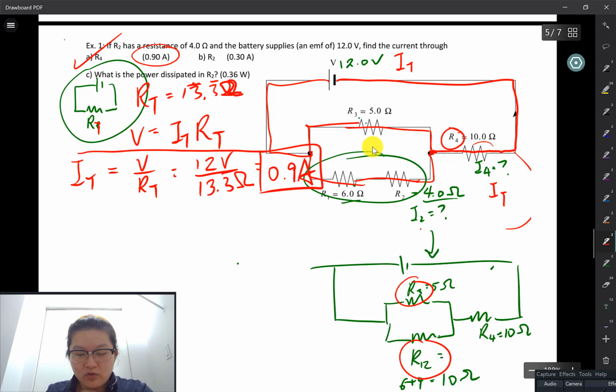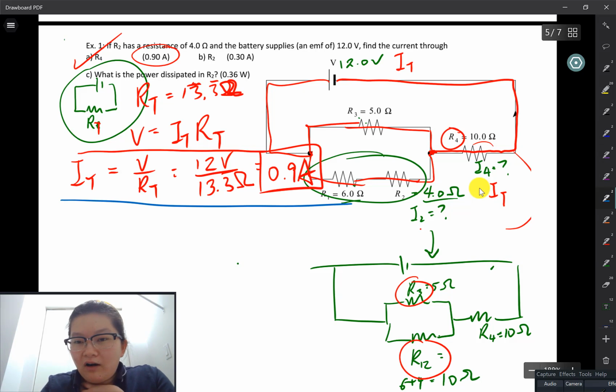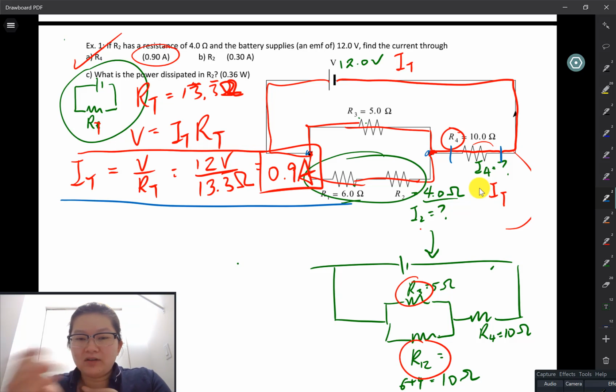So let's do that first. I'll do this question in blue. Since we know the total current going through R4, we can use that to find the potential drop across R4. If we know the potential drop across R4, we know how much potential difference is left remaining for the other part of the drop, for this other part, okay?